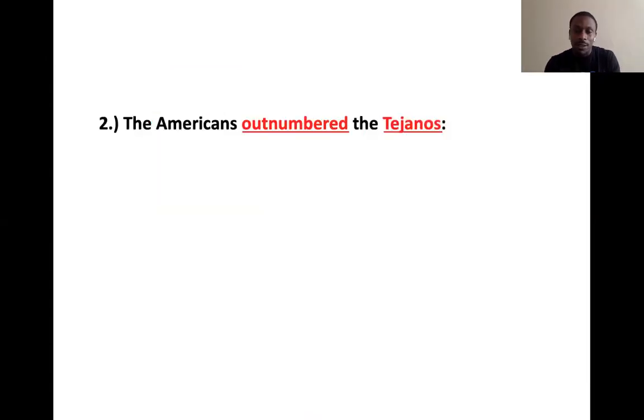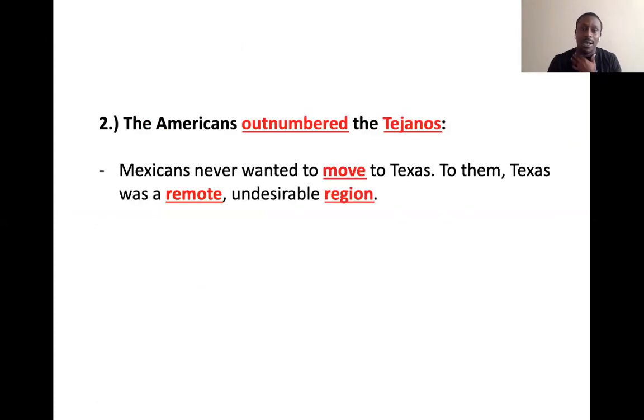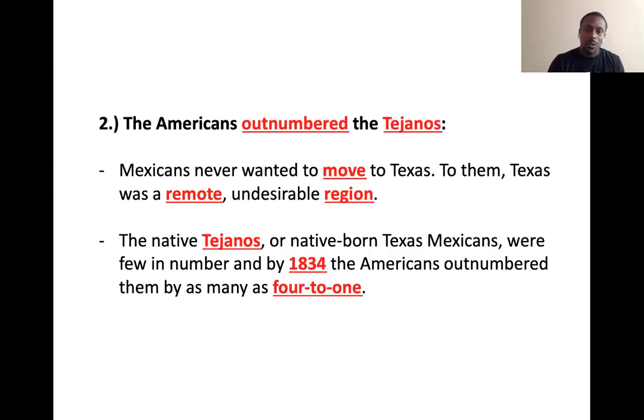The second factor that contributed to Texan independence was the fact that Americans outnumbered the Tejanos. The Tejanos were Texas Mexicans. Mexicans never wanted to move to Texas. To them, Texas was a remote, undesirable region, meaning it was unlivable. So the native Tejanos were few in number and were outnumbered by the Americans 4-1 by 1834.